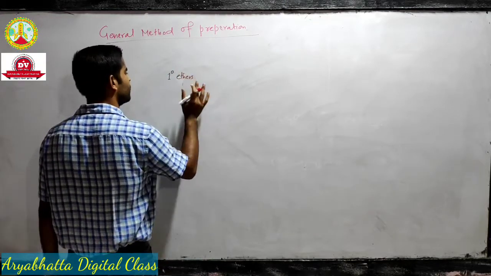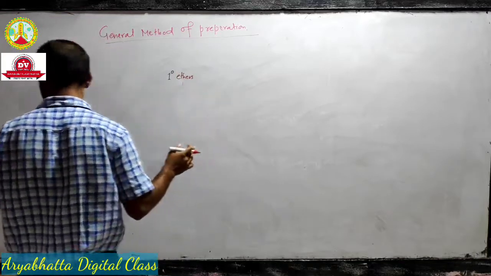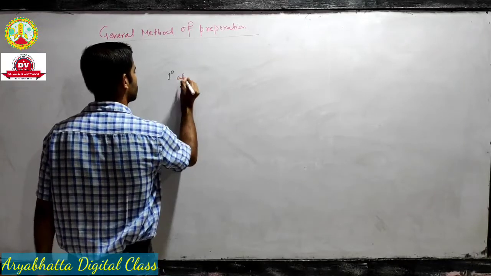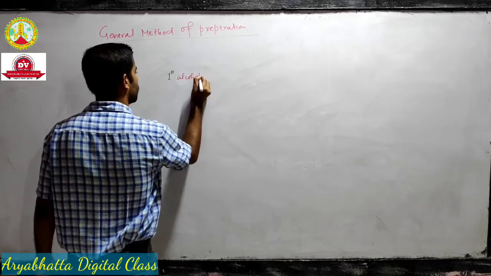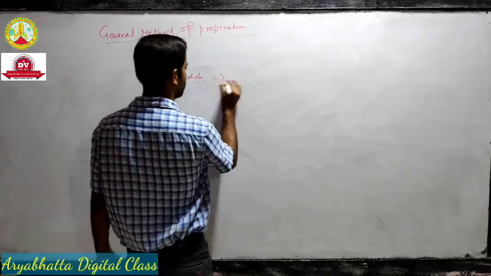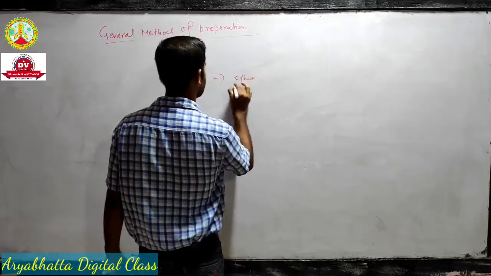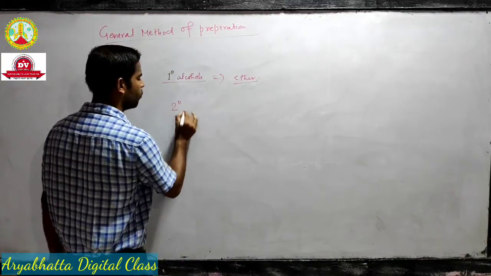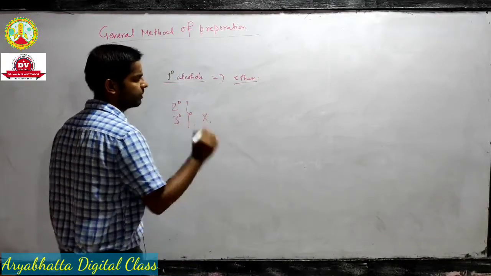So you can say that 1 degree alcohols undergo this reaction easily. 1 degree alcohols will give the substitution product. That means they will give the corresponding ether. But 2 degree and 3 degree alcohols do not give this reaction.